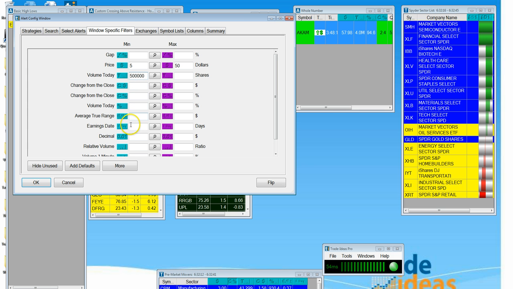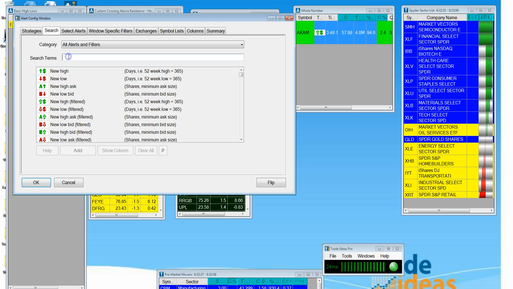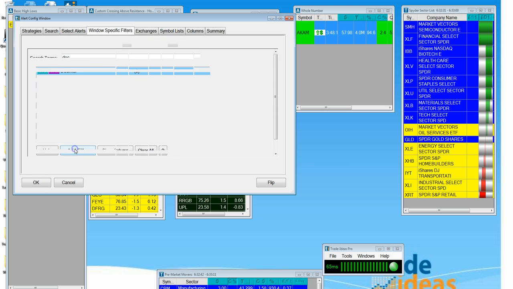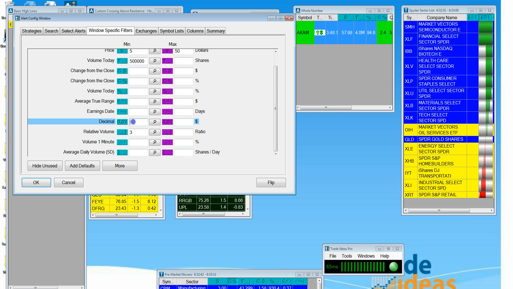Now I'll put in my relative volume again. I want these stocks to be trading somewhat abnormally, so I'll put in 3 times. As Mitch did, you can do a search because the decimal may not be there, and I just have to type in DEC, and there comes the decimal. I know that, so I add that filter. And there it is. And then let's just do 0.95 this time and 1.05. And then I say OK.